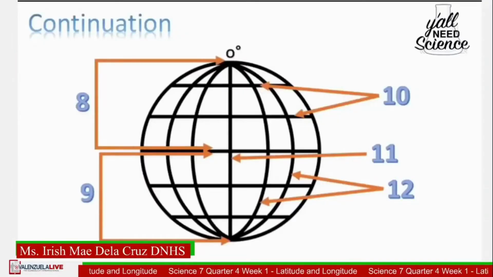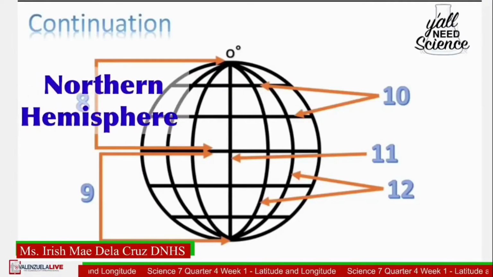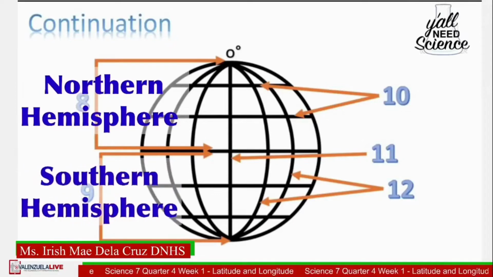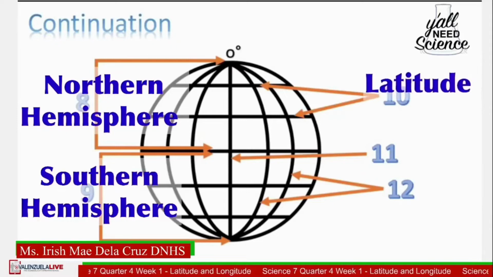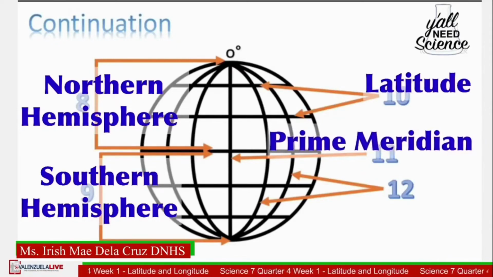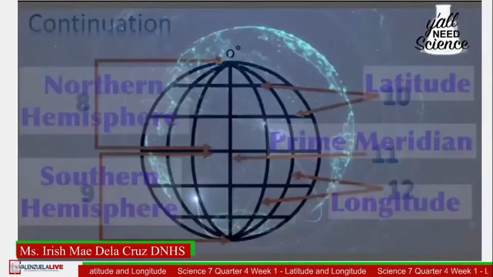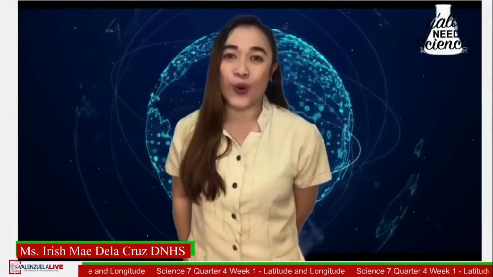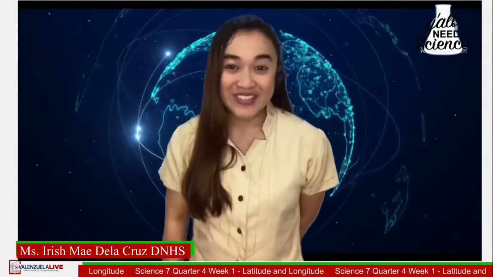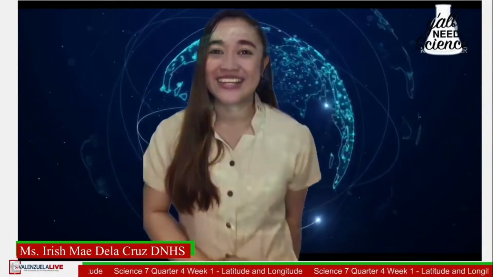For numbers 8 to 12: 8, it is the Northern Hemisphere. 9, it is the Southern Hemisphere. 10, it is the latitude. 11, it is the prime meridian. 12 is the longitude. Who got the perfect score? If you do, job well done.